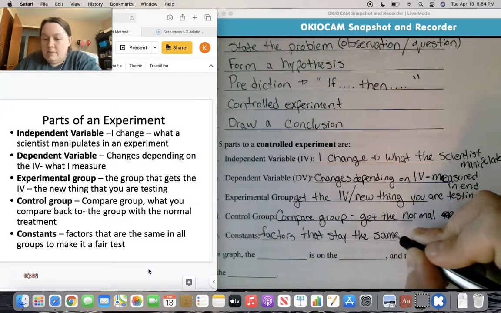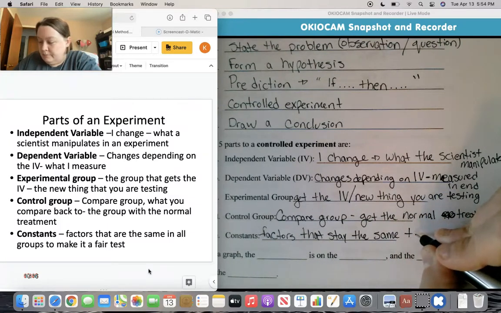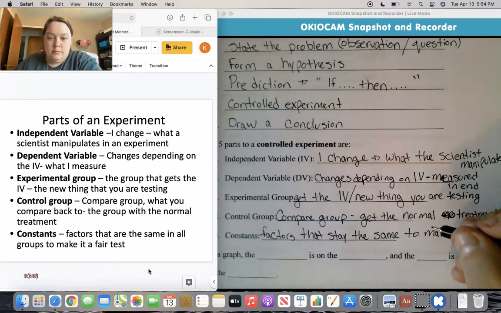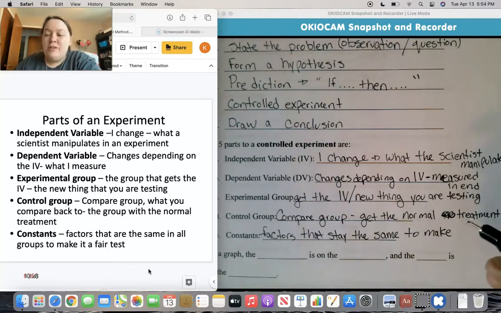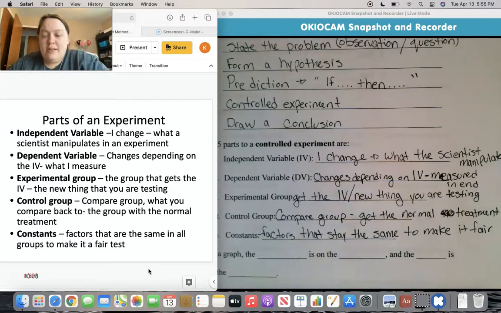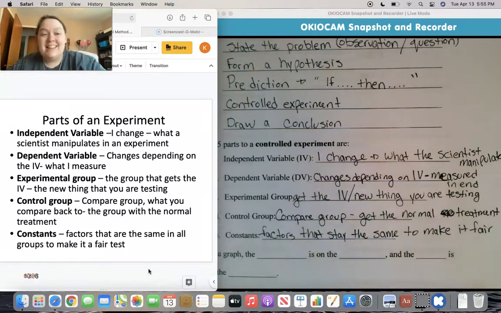So, for example, if I'm changing the colors of light, then I need to use the same type of plant, the same amount of water, the same amount of time in the light. I need to keep every single thing the same except the color of light, because that's what I'm testing. It's not fair to put a fast-growing plant and a slow-growing plant in the same experiment if I'm testing colors of light. If I'm testing colors of light, that's the only thing that changes between the groups.